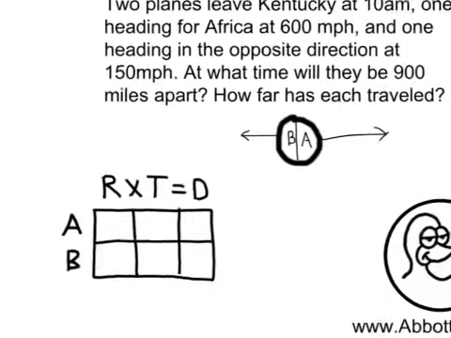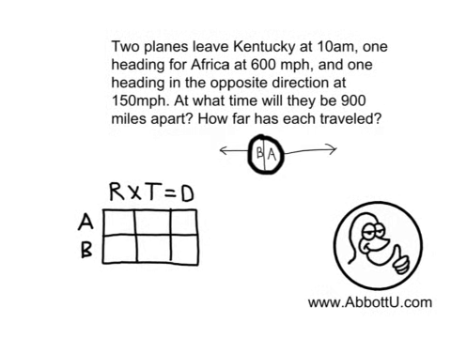Now I'd like you to notice a couple things. First of all, plane A, traveling east, is moving at 600 miles per hour, and plane B, heading west, is traveling at 150 miles per hour. So that's why I made the arrow of plane B significantly less than the arrow of plane A, because at a certain point, these two planes will be 900 miles apart. They're going to be 900 miles apart, so there at a certain point will be a distance of 900 miles between the two arrow tips here.